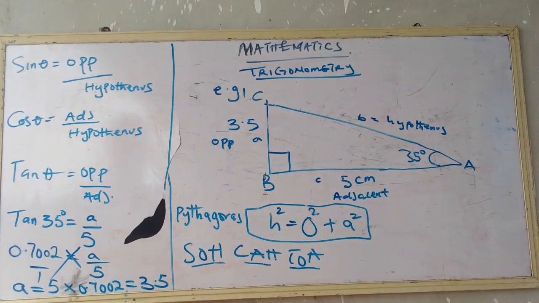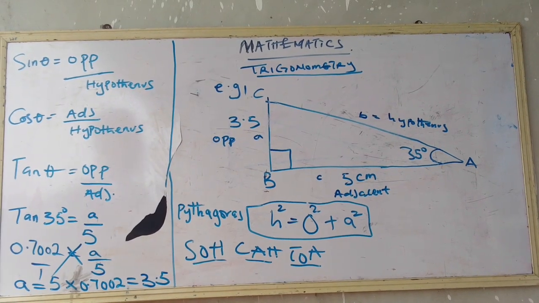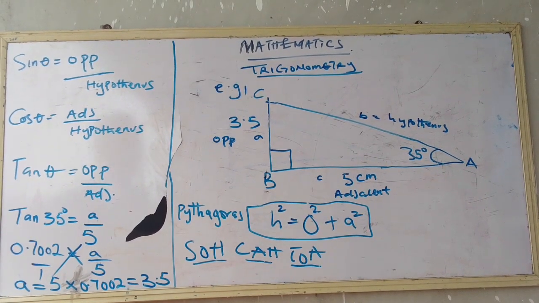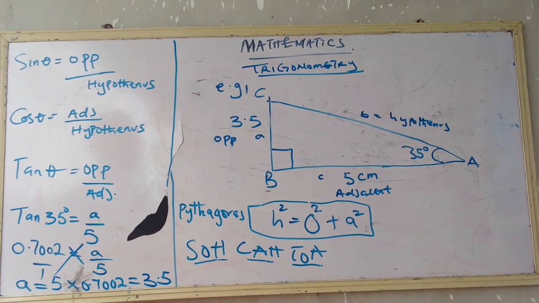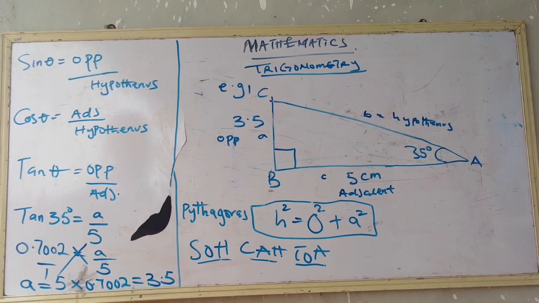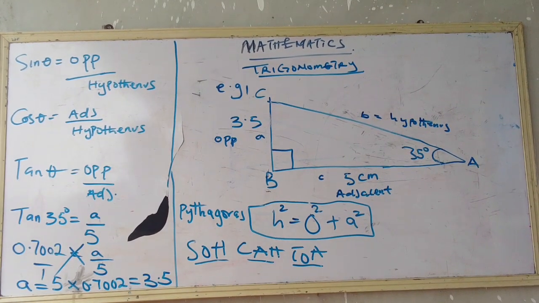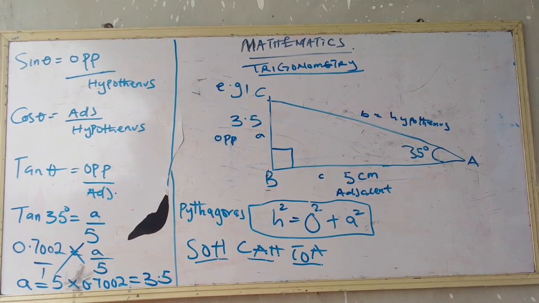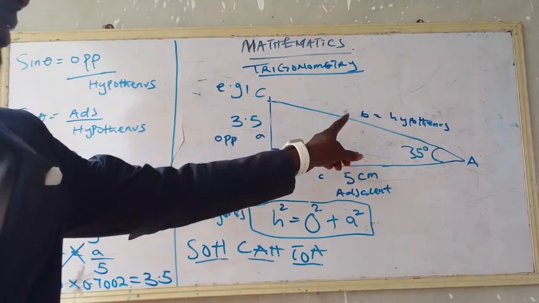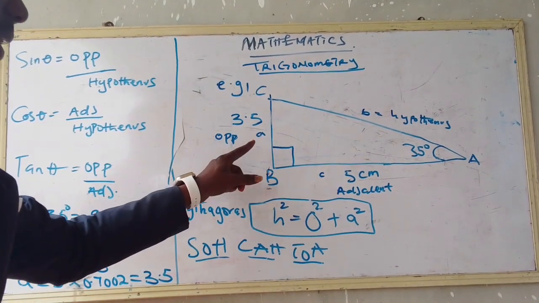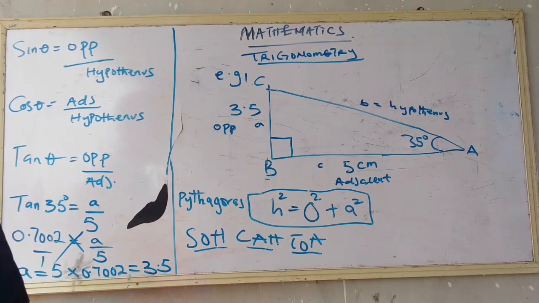So the value of a is 3.5. Thank you very much. I hope you learned a lot on how to calculate the opposite side using tan. In the next video, I'm going to show you how to calculate b, now that we already know the value of a. You understand? All right.